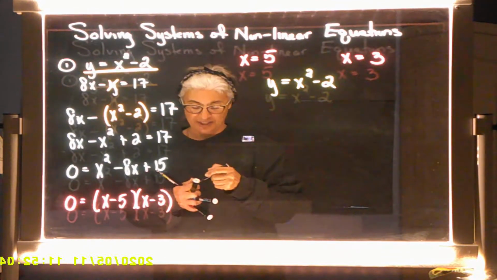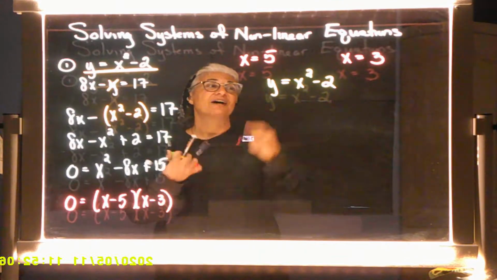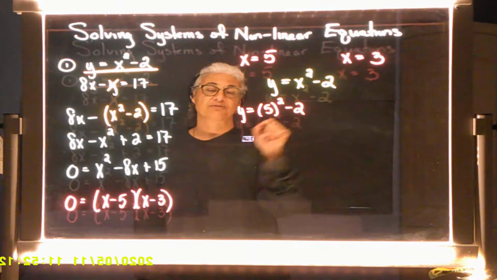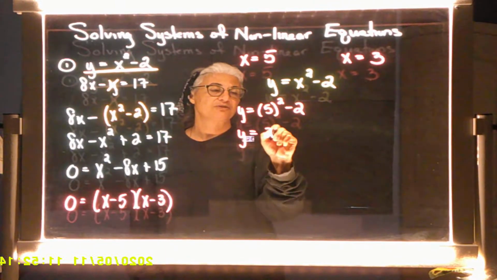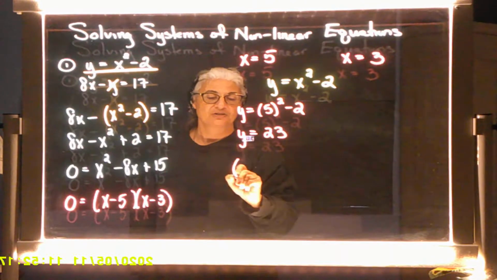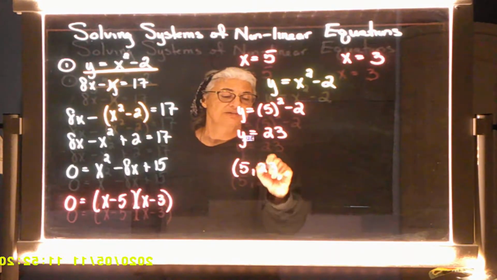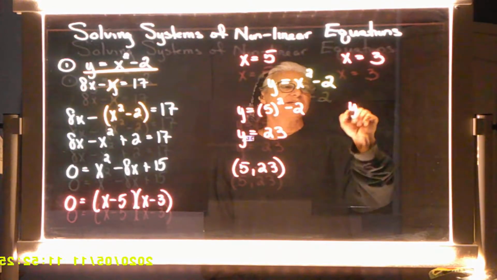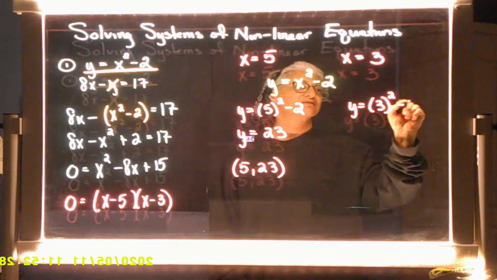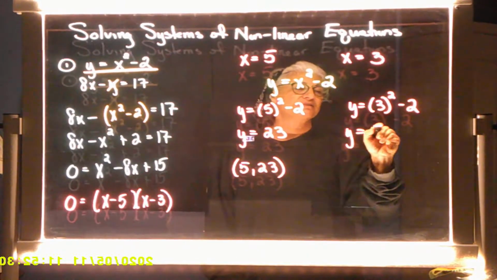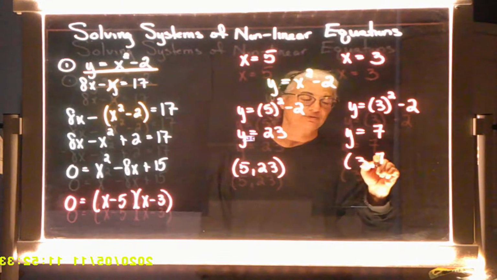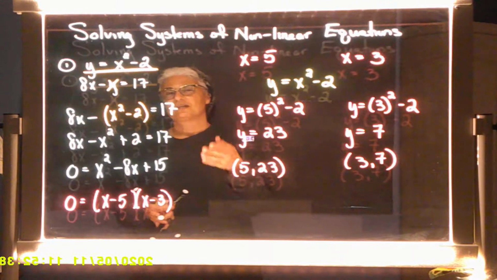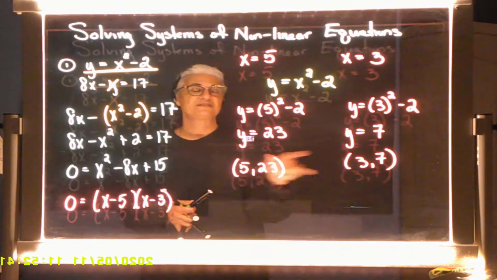So when I plug in the 5 for the x, I'm going to have y equals 5 to the power of 2 minus 2, right? Which is going to give me a 23, isn't it? So we've got the point 5 comma 23. Good? In the second one, I am going to plug in that 3 for x, and I end up with, good, 7, which means I have the point 3 comma 7. Yes? Loving it.